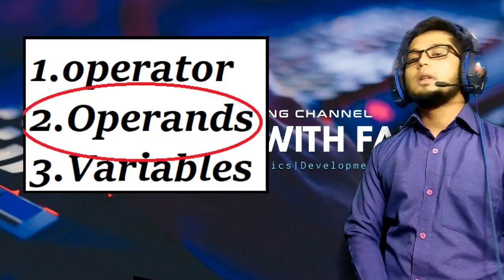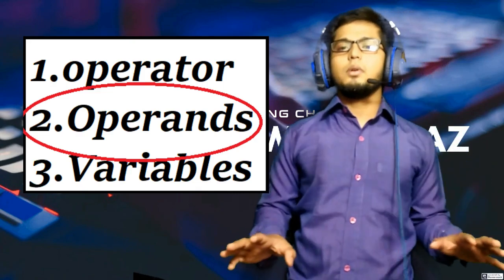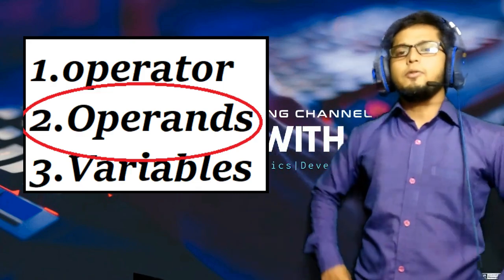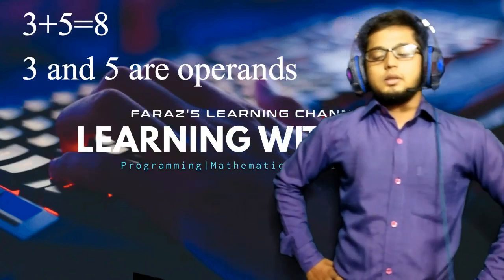Now coming to the next one, what is an operand? The operands are those numbers or variables on which the operation is being performed. If we consider 3 plus 5, the 3 and 5 are operands.